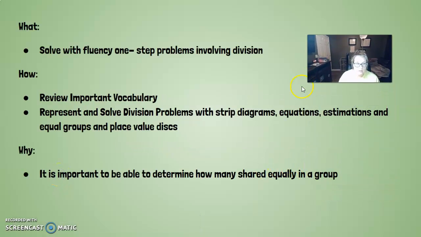Today, we are going to solve with fluency one-step problems involving division. We're going to review important vocabulary, and we're going to represent and solve division problems with strip diagrams, equations, estimations, and equal groups with place value disks. We're going to do this because it's important to be able to determine how many objects are shared equally in a group.